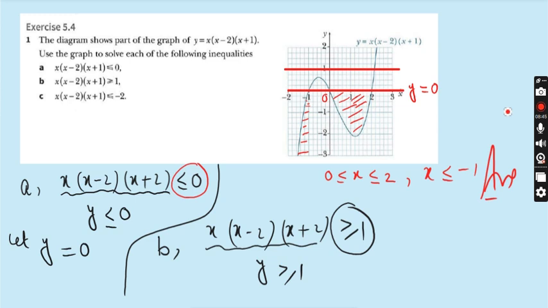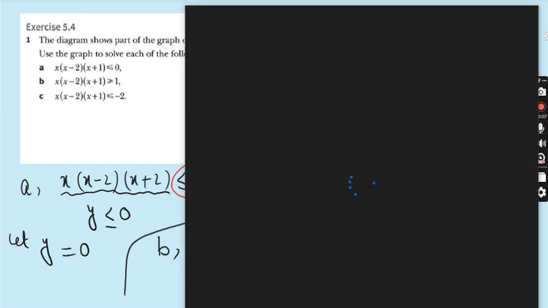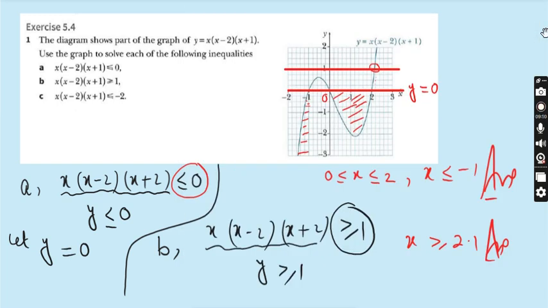What should be the value of this point of intersection? The value of x, you can see carefully, is 2.1. So the answer of part B is x obviously greater than or equal to 2.1, because all values are going from 2.1 to infinity. So this is the answer of part B, because there is no other portion which intersects the curve. So only one point intersects the given curve.